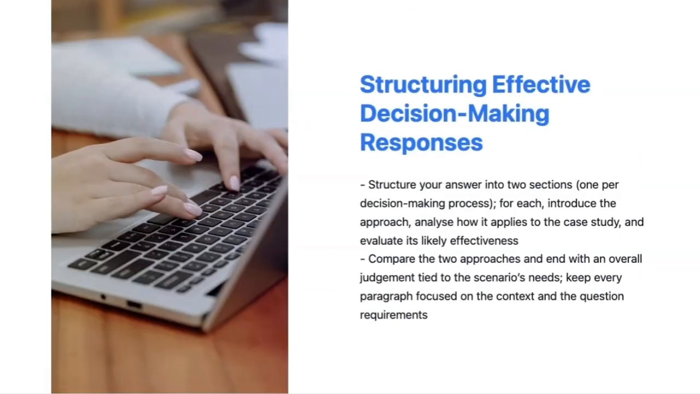Let's talk about structuring your answer. It's a good idea to open with a brief rationale. Why is effective decision-making so critical for the organization at this stage? Then, split your answer into two main sections, one for each decision-making process. For each, introduce the approach, analyze how it could be applied to the case study, and evaluate how effective it's likely to be. You could also compare the two.